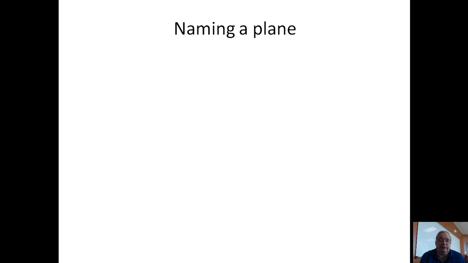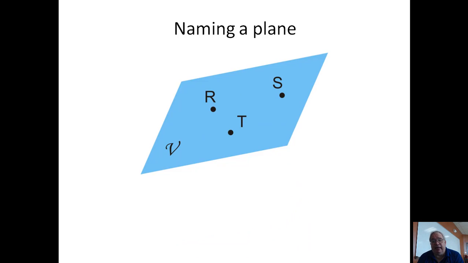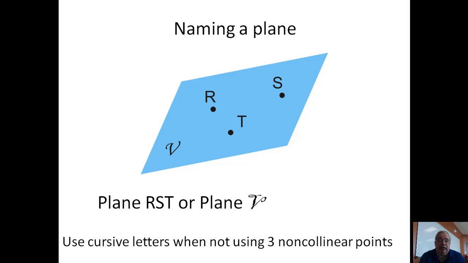Naming a plane. So we need to name a plane using 3 letters. We use points, right? So we're going to use 3 points, R, S, and T. So I could say RST, and that will tell me it's the plane, or we could say plane V. So that's a cursive V, and again, you can get that cursive confused with lowercase or uppercase. So just make sure it's not near anything. So we can name this by saying plane RST or plane V, and use cursive letters when not using the 3 non-collinear points.